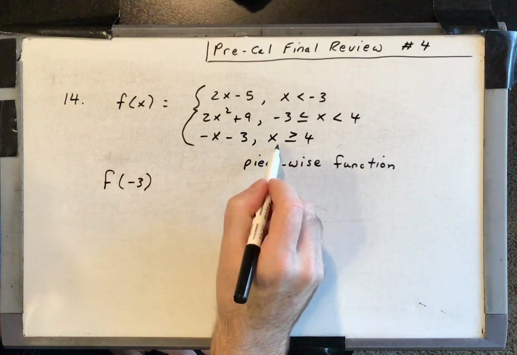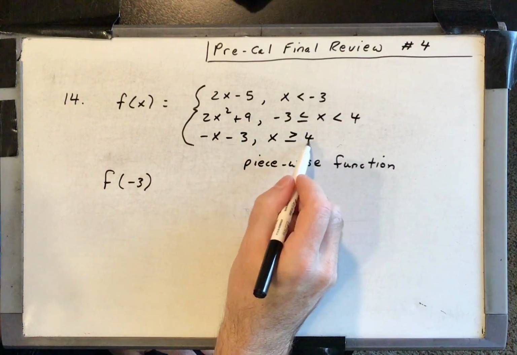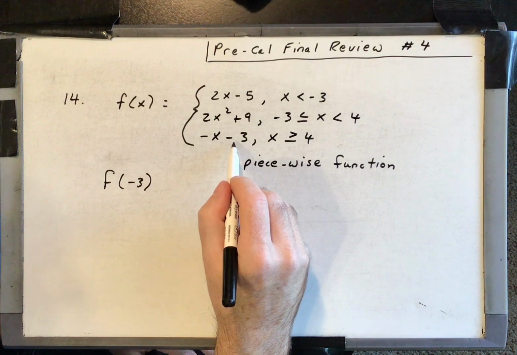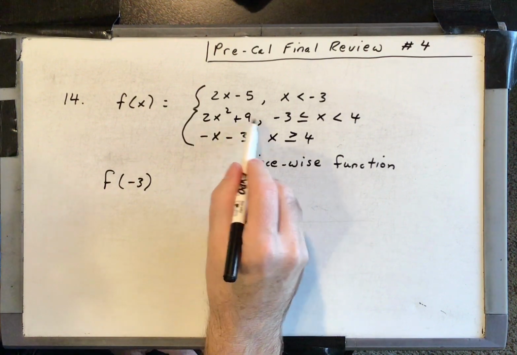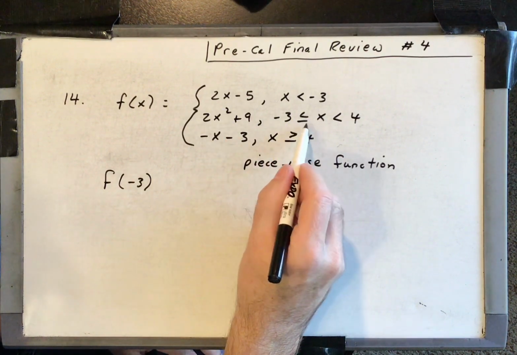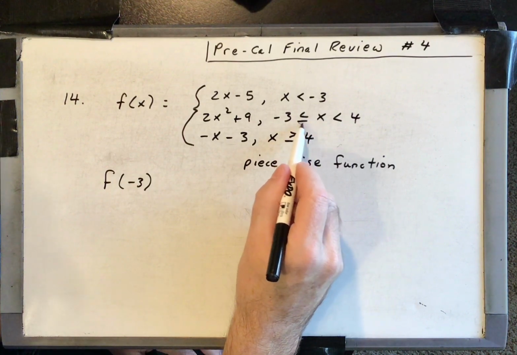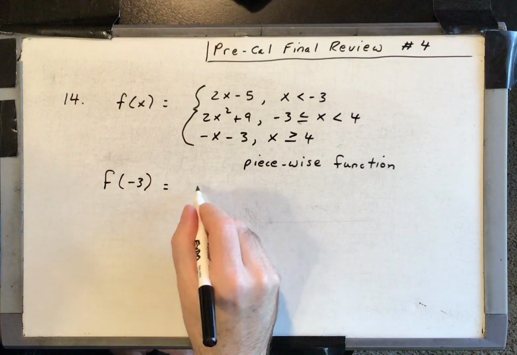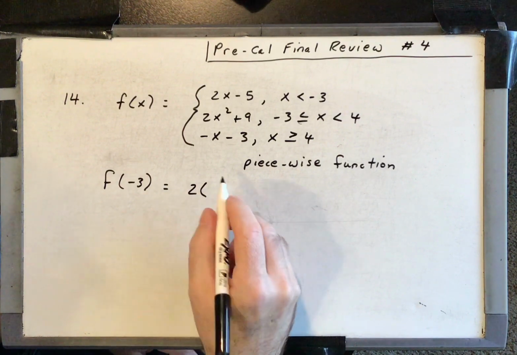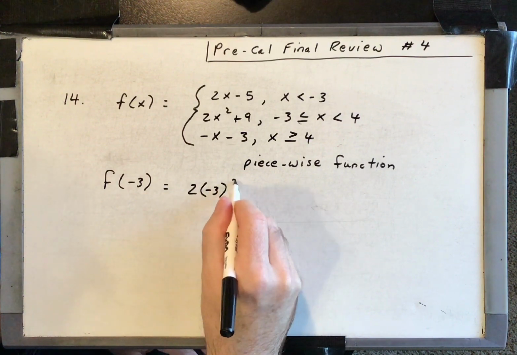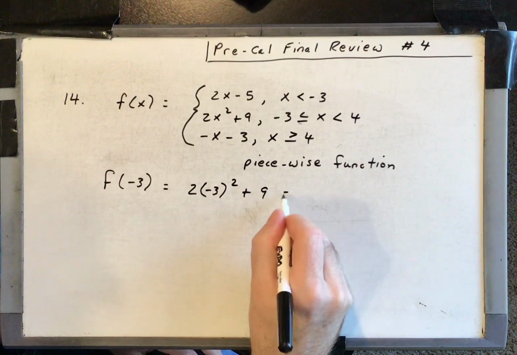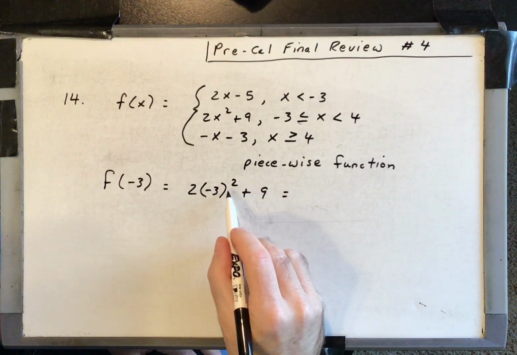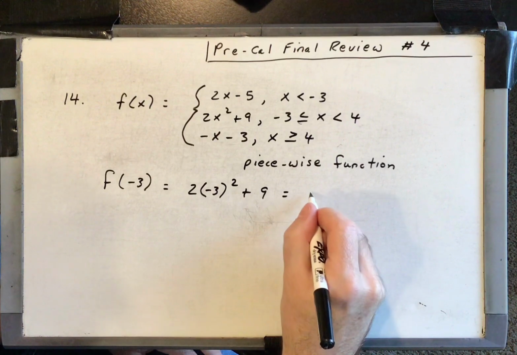The third equation is when x is greater than or equal to 4, so the third equation doesn't apply. The second equation applies because negative 3, we have a less than or equal to, so negative 3 is included in that interval. So we'll use the second equation, 2 times negative 3 squared plus 9. That's going to be 2 times 9, 18 plus 9, which is 27.